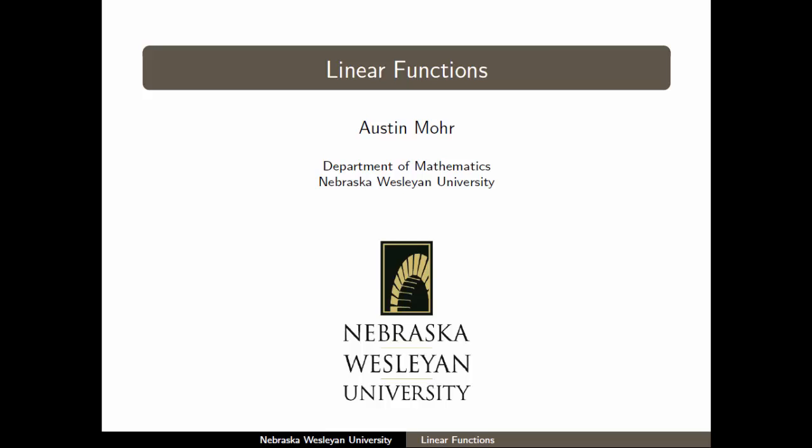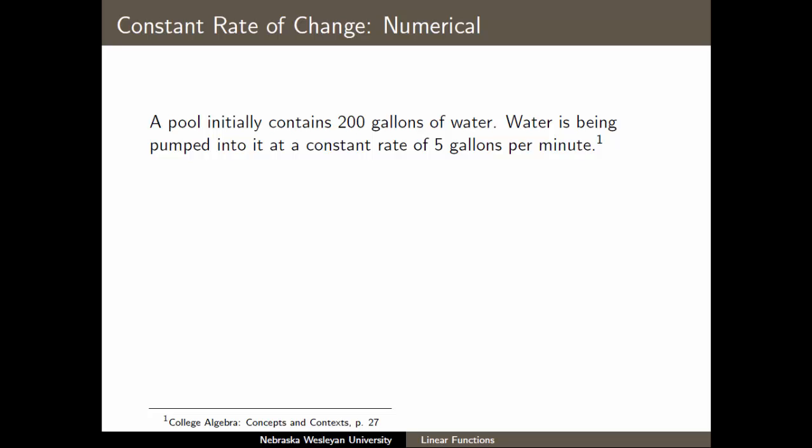The first category of function that we'll take a look at is the linear function. Suppose we have a pool that contains 200 gallons of water, and then we start pumping water into it at a constant rate of 5 gallons per minute. We can look at this situation in a few different ways.